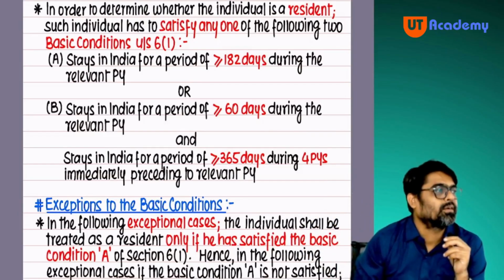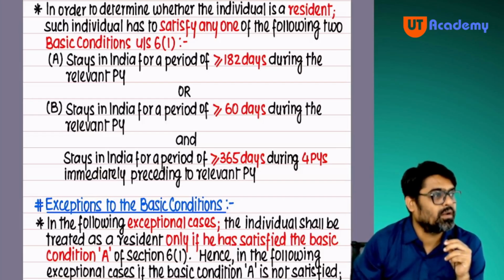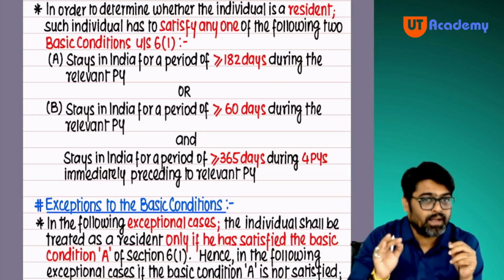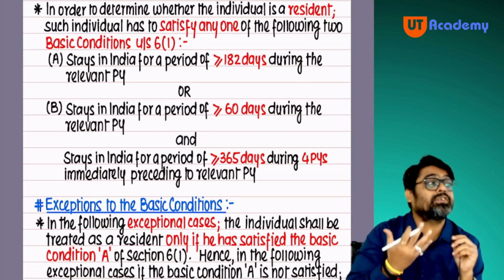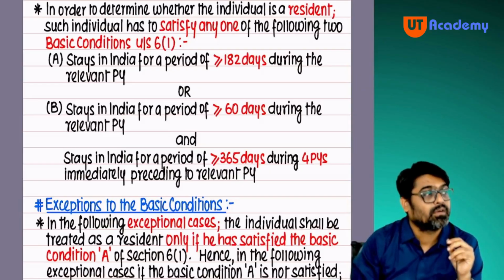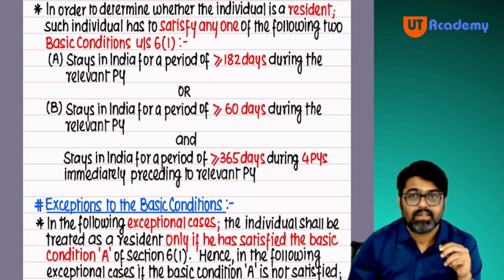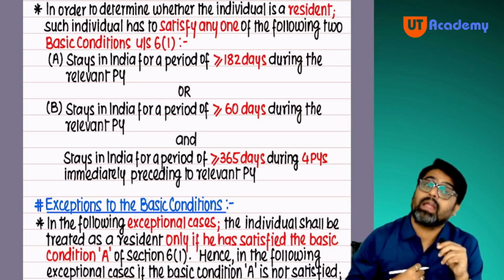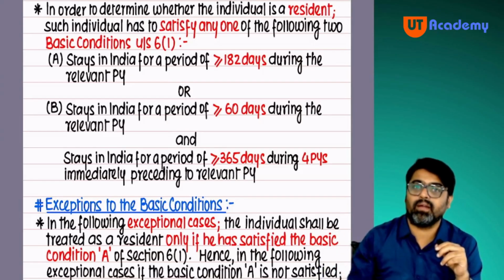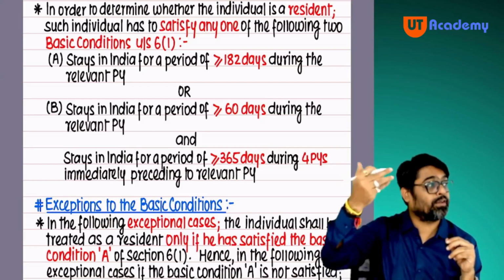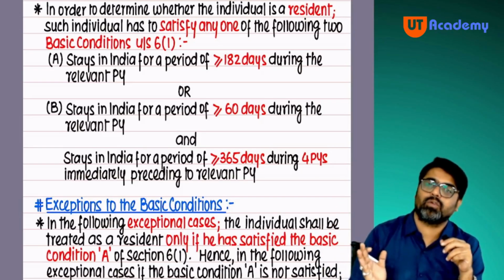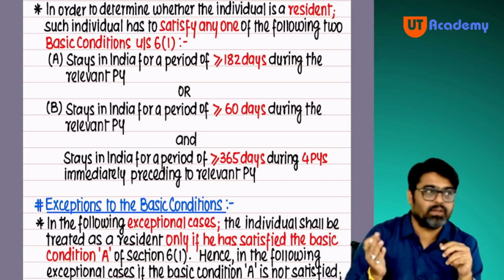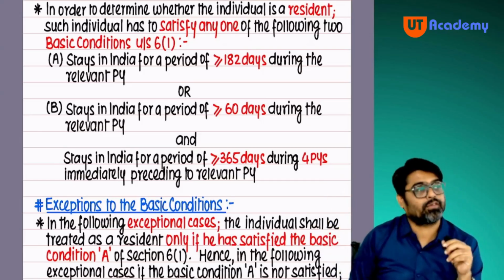182 days or more stay in India during the relevant previous year. Which is the relevant previous year for us? 24, 25. Our previous year is 25, 26, no? So I will check that during the previous year 25, what is my stay in India? Oh, my stay in India is 182 days or more. I will become a resident. Now, what if my stay is 182 days or more? I will become a resident? Yes. But what if my stay is less than 182 days?